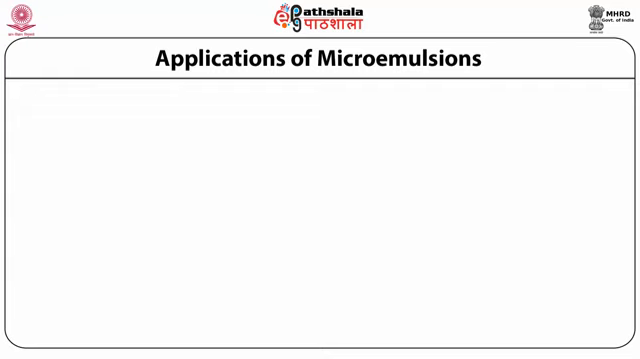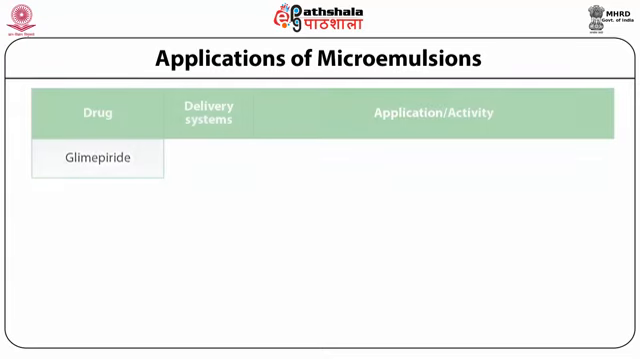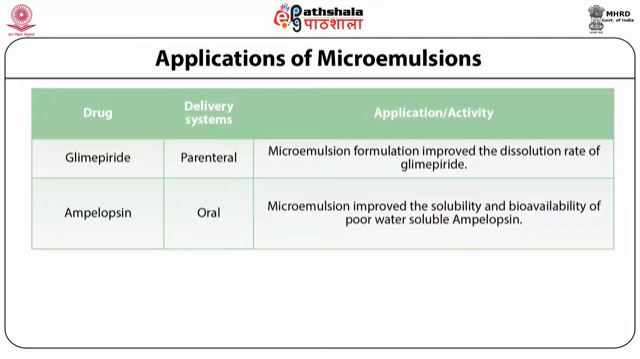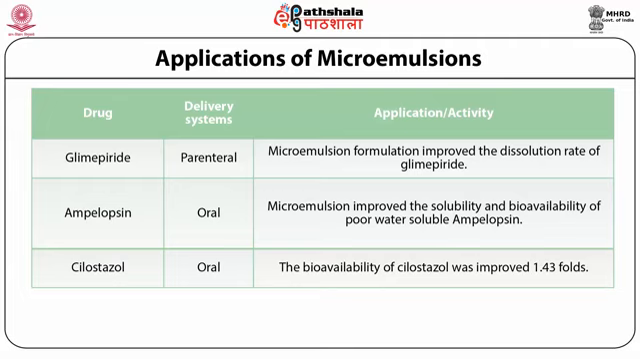Now in the case of microemulsions, there are some examples like glimepiride, which is given by parenteral route. Microemulsion of glimepiride formulation improved the dissolution rate of this drug. Then amprenavir: microemulsion of amprenavir improved the solubility and bioavailability of the poorly water soluble drug. Then cilostazol, which is given by oral route, its bioavailability is improved by about 1.4 times.